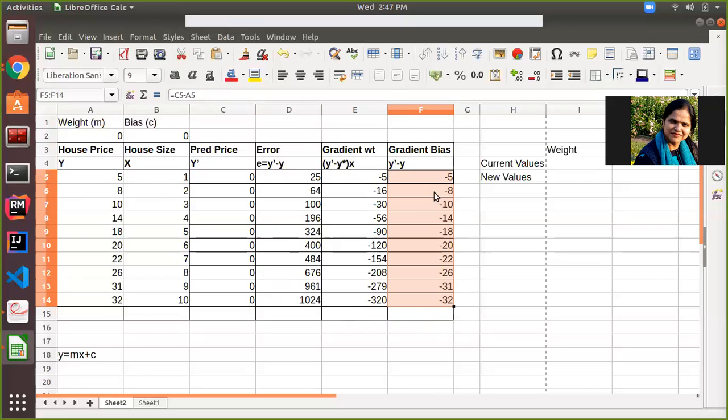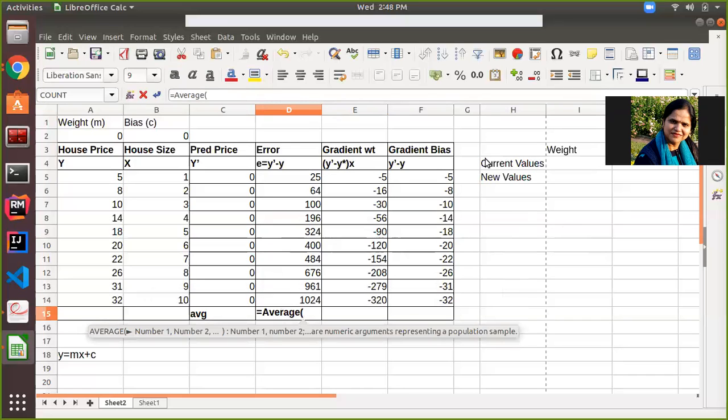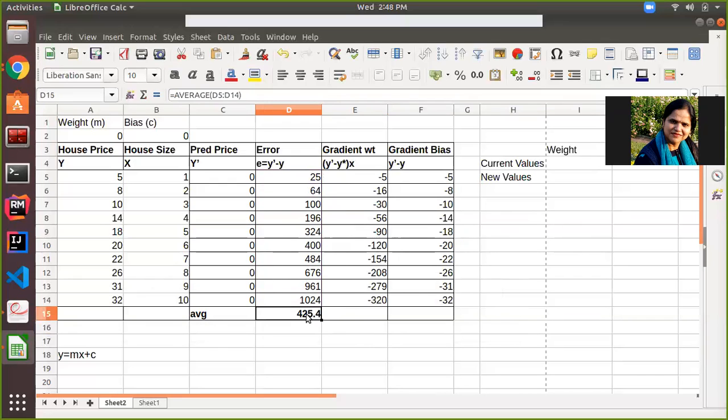Once after calculating this error, gradient weight and gradient bias, I will calculate the average of all the three parameters. So for average, I am going to use the average function, equal to average, then salary. So by this I will get average error. Similarly, I can calculate average of gradient weight and gradient bias. So I am copying the same formula over here. So this is my average of gradient weight, and minus 18.6 is the average of gradient bias.